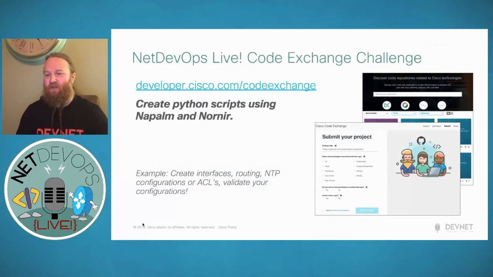So my challenge to you is, create something with Python scripts using NAPALM or Nornir. Show us what you can do with this code. Some great examples of this are creating interfaces, routing, NTP configurations, ACLs, or doing some validation with Nornir itself. Once you've got your project up and running, I'd really like you to submit it to Cisco Code Exchange, where you can share this with all the people across the world, and they can get a chance to see your code and collaborate with you on all your different parts of code.